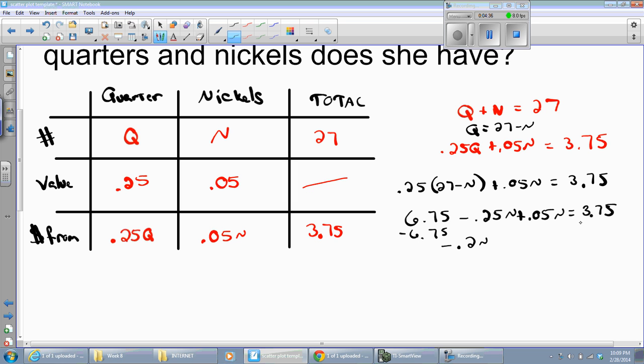I have to subtract 6.75 from both sides, and I believe that's going to be a negative 3, right? And so the number of nickels is going to equal, I'm going to divide by negative 0.2, which is the same as multiplying by negative 5, and so I think the number of nickels is 15. Well, if the number of nickels is 15, then the quarters equals 27 minus 15, which of course is 12.